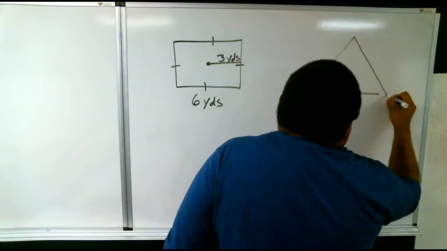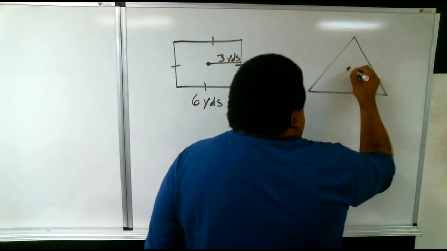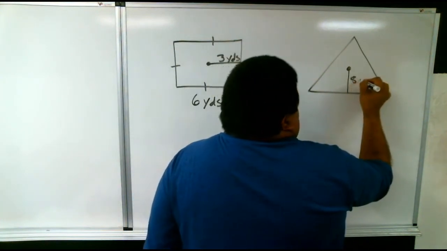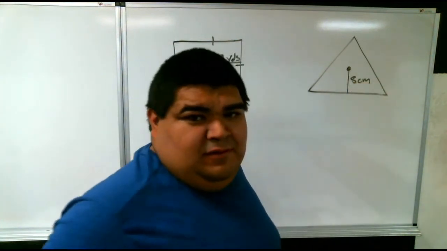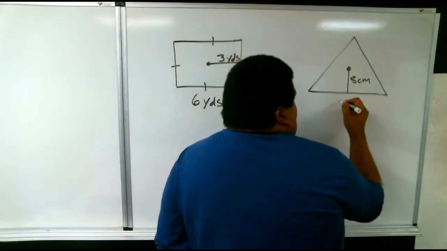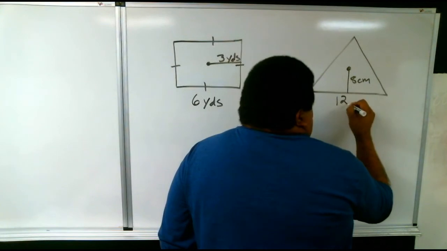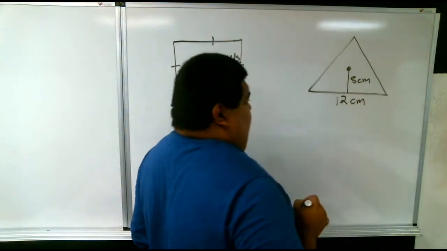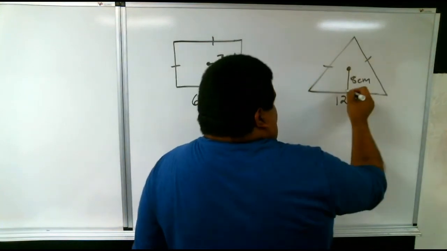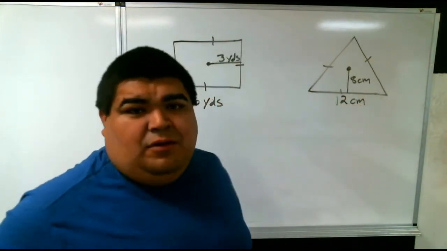And for your second one, we're going to have another triangle. Again, our apothem is going to be 8 centimeters. Our base is going to be 12 centimeters. I will say this again. We're dealing with regular polygons.